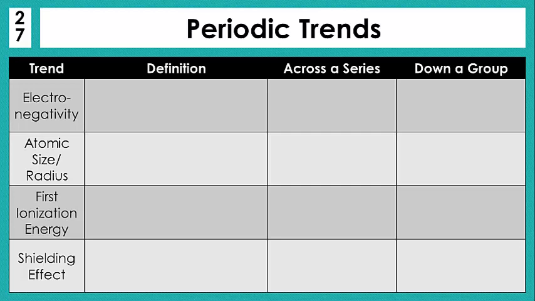27 is asking us to summarize the periodic trends. So first we have electronegativity. This is a measure of how strongly an atom can attract electrons. So the reason halogens have such high ionization energy is because they're very electronegative. They very strongly attract electrons.